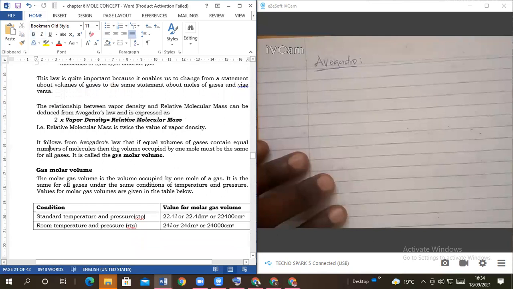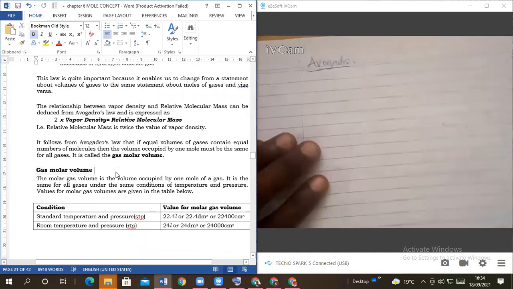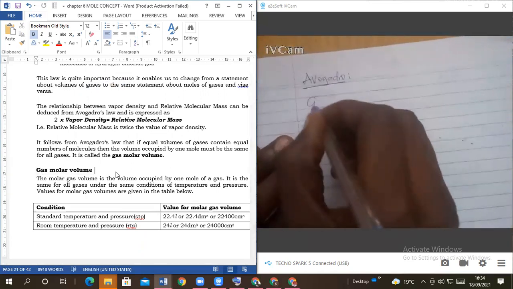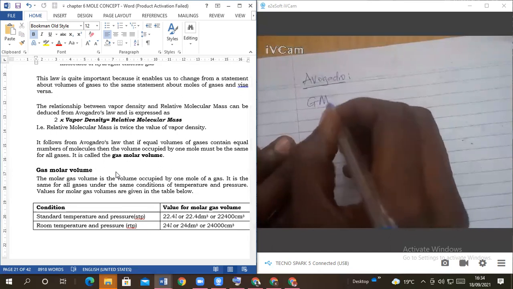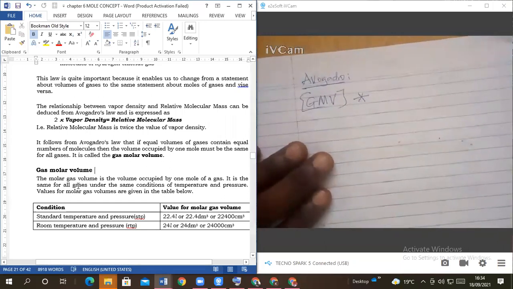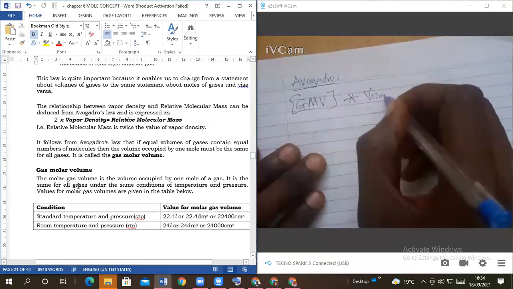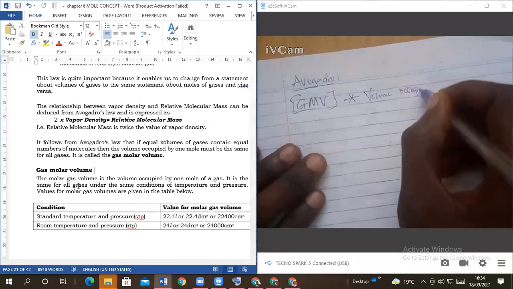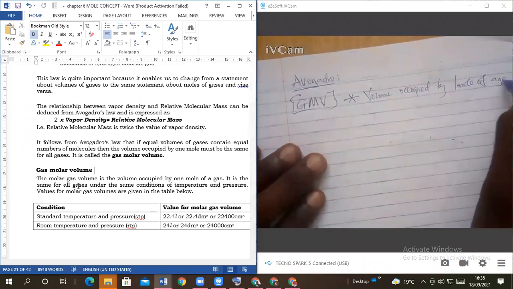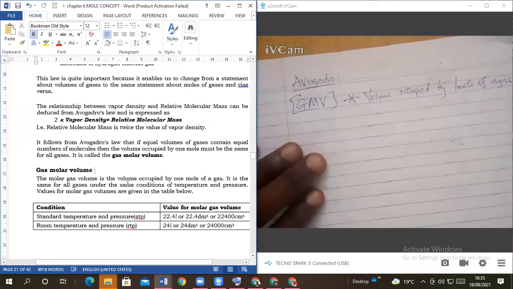What is important is the molar gas volume. When you are putting your summary, you define the gas molar volume. Gas molar volume is the volume occupied by 1 mole of a gas.